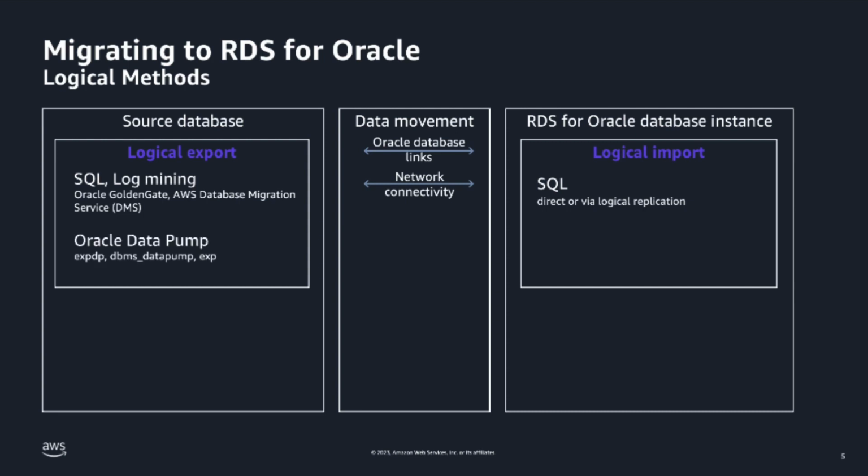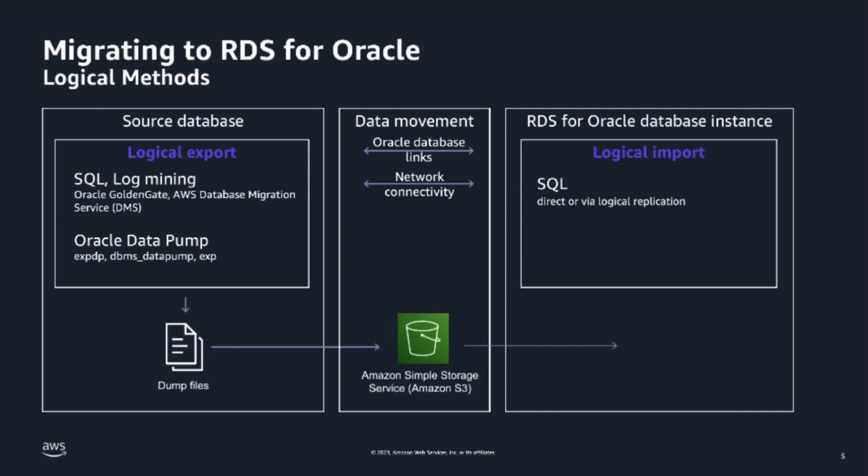We can also use Oracle's Data Pump utility to export data on source. The export dump files can be sent to S3, and using S3 integration on RDS for Oracle, these dump files can be made available to RDS for Oracle to import using Oracle's Data Pump utility.